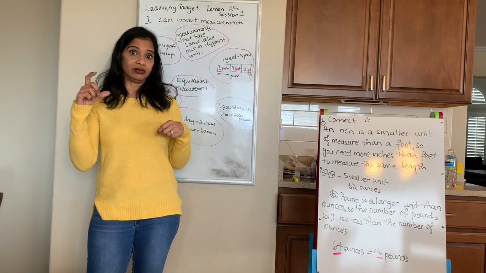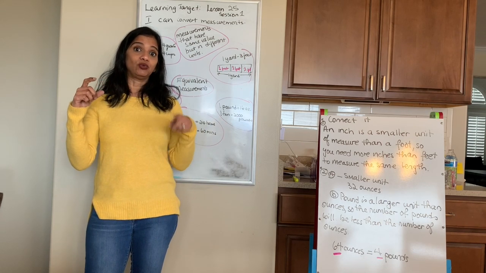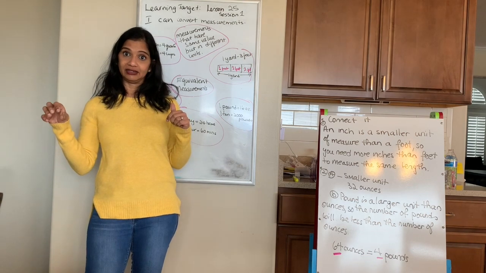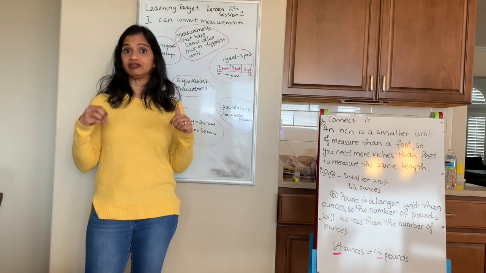1 day, 24 hours. 24 is a bigger number than 1. It's a bigger number because 1 day has 24 hours in it, and the hours is a smaller unit of measure than a day.